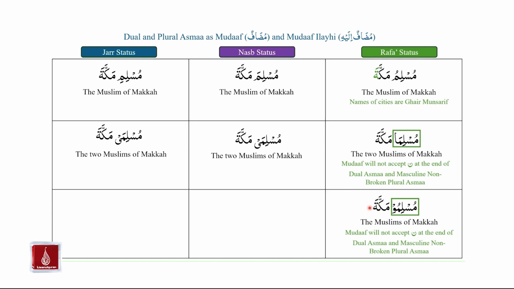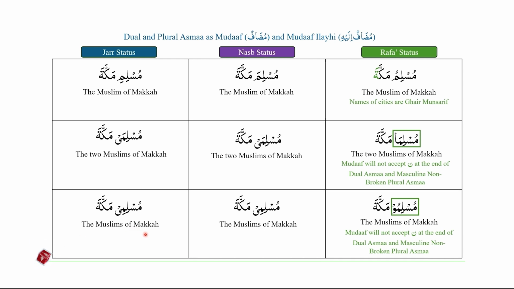status. In the Nasab form, we will have Muslimi Makkata. Muslimi is derived from Muslimina, and at the end of Muslimina, if we remove the noon, we will end up with Muslimi Makkata. Muslimu was Muslimuna, Muslimi was Muslimina. Muslimi Makkata also means the Muslims of Makkah. Finally, in the Jar status, we will also have Muslimi Makkata, meaning the Muslims of Makkah.